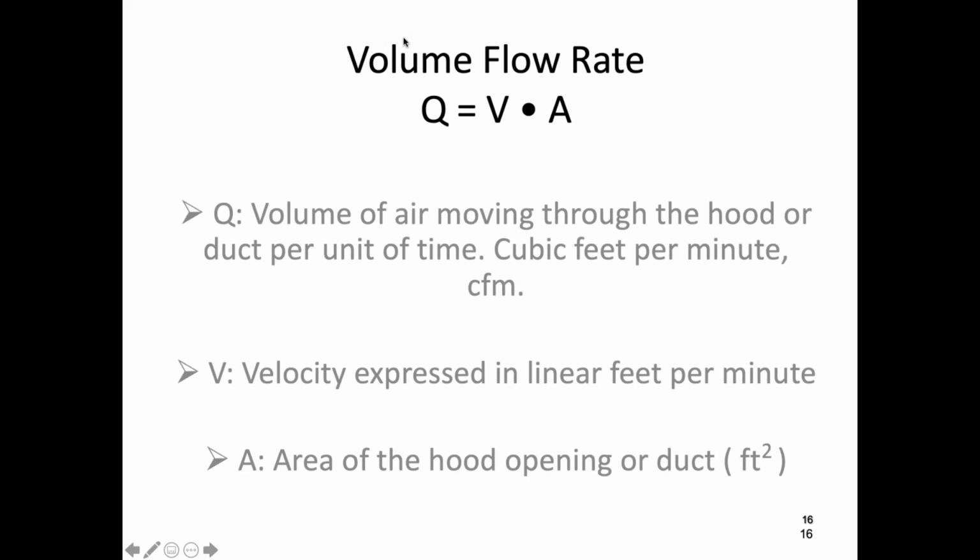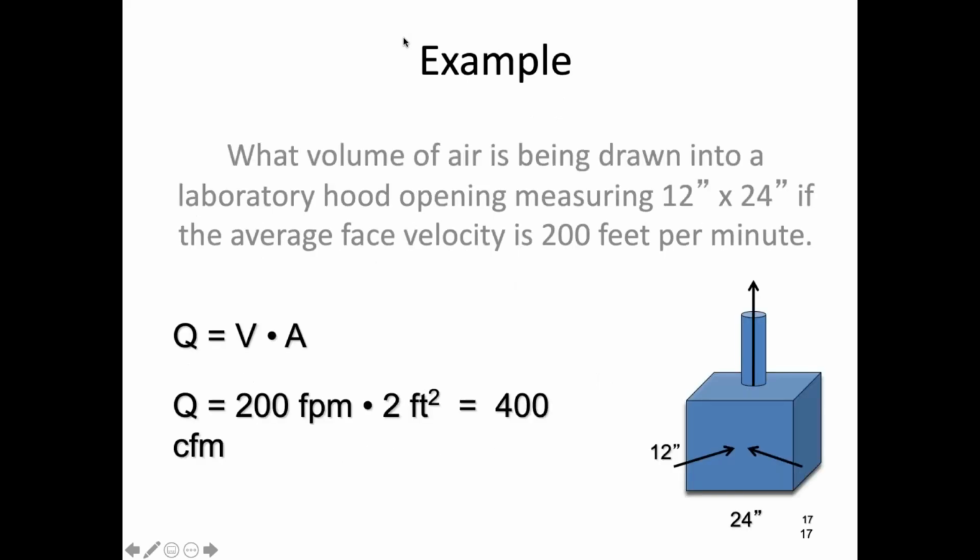If I increase the cross-sectional area, what happens to the velocity for the same amount of air that I'm moving? It slows down, right? So V and A, one of them has to go up when the other one goes down, if you have the same amount of air that you're moving. Okay, so here's an example.